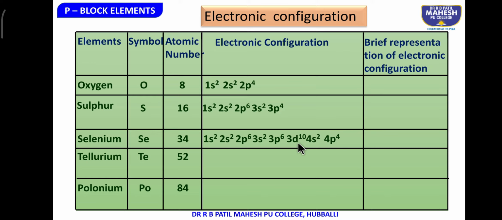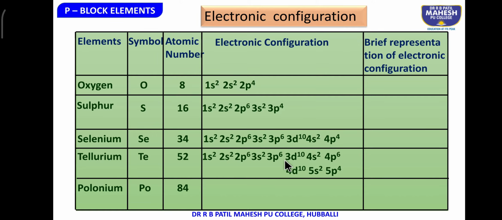So here we have the intervention of the 3d orbital, that is, in the penultimate shell, the introduction of a completely filled d orbital. So what happens whenever we have an inner d orbital? Poor shielding effect happens. When poor shielding effect happens, the outermost valence shell electrons are strongly attracted by the nucleus and they are less available for bonding.